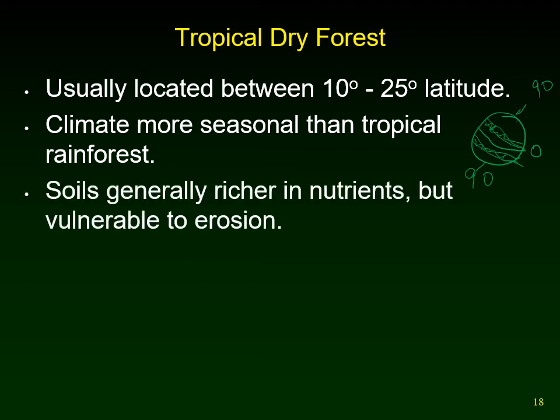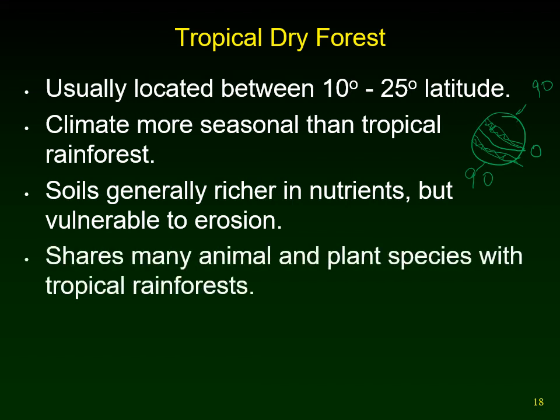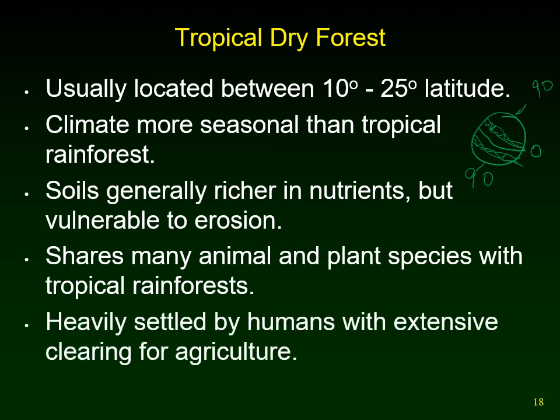Because it's not raining all year round, the soils generally have more nutrients, but they still are fragile. They're still vulnerable to eroding away. They have many of the same plants and animal species as the tropical rainforest, so you'll find quite a bit of overlap in the types of organisms that live there. And this is much more heavily used by people. People will live here and clear it for agriculture because it's not raining all year long. They find it much more suitable for raising livestock.